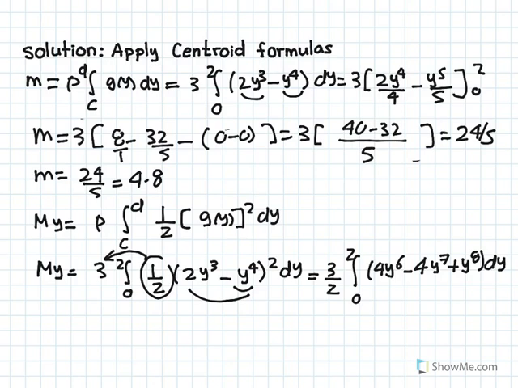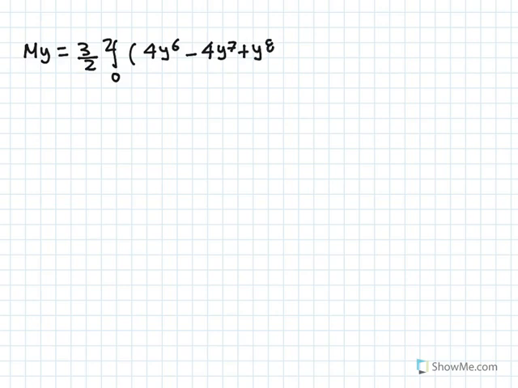All right, so the moment with respect to the y-axis is 3 over 2 times the integral from 0 to 2 of 4y to the 6 minus 4y to the 7 plus y to the 8. We simplify the integrand to make it easier to integrate. Now we can integrate term by term, reverse the power rule, and solve. So the moment with respect to the y-axis is 3 over 2 times, what is the antiderivative of 4y to the 6?